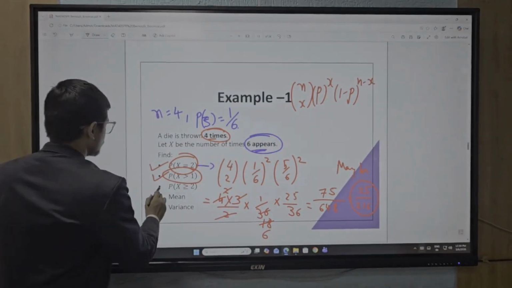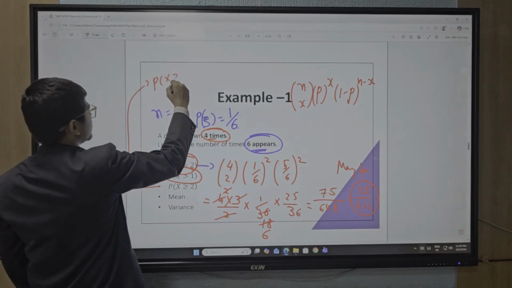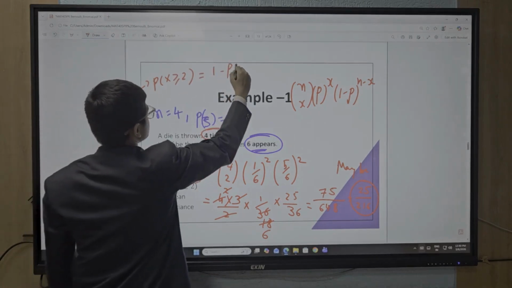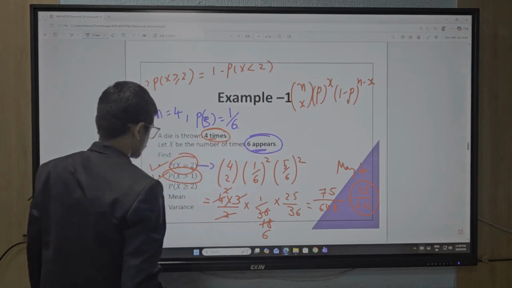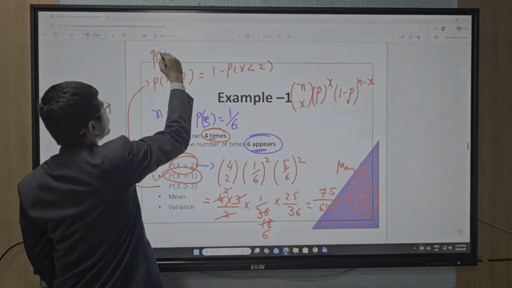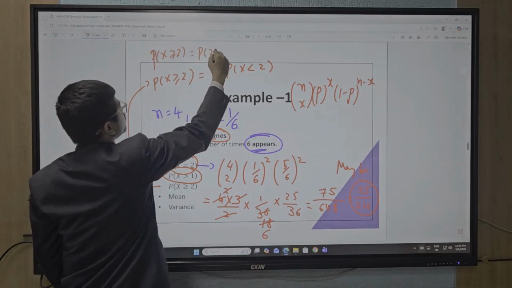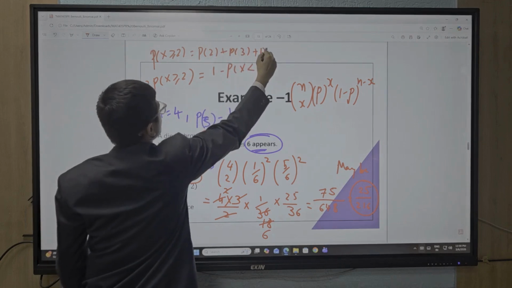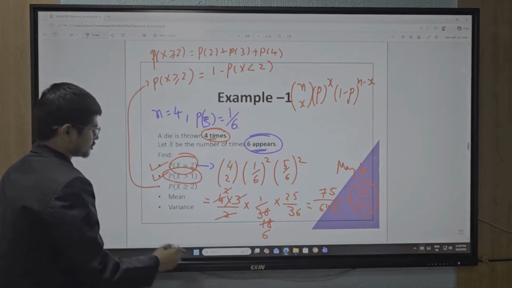So what is the value of P of X greater than or equal to 2? It is 1 minus P of X less than 2. This is very easy. You can also consider this as P of 2 plus P of 3 plus P of 4. You get this answer also.